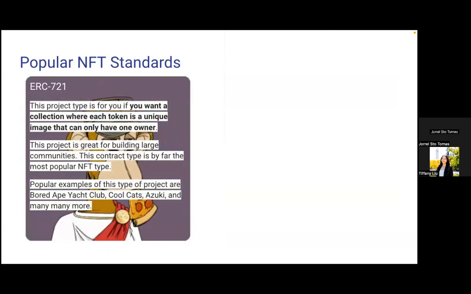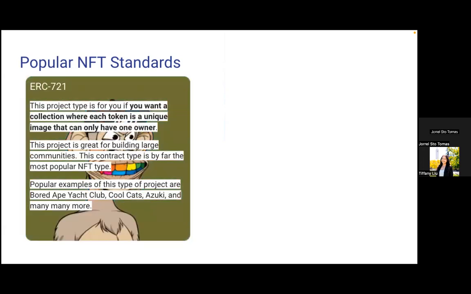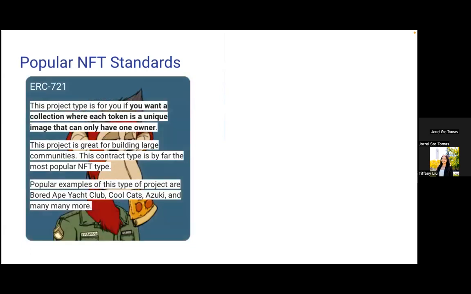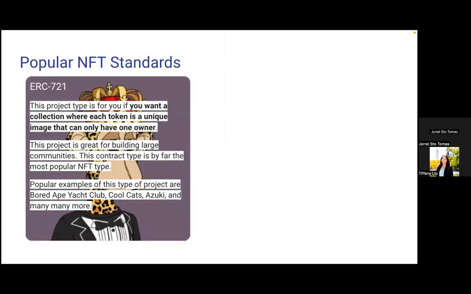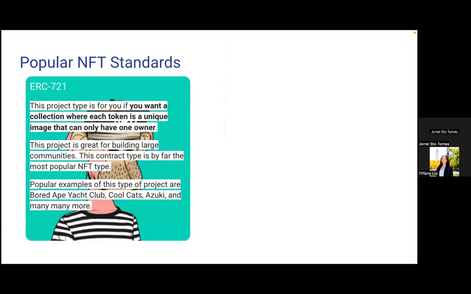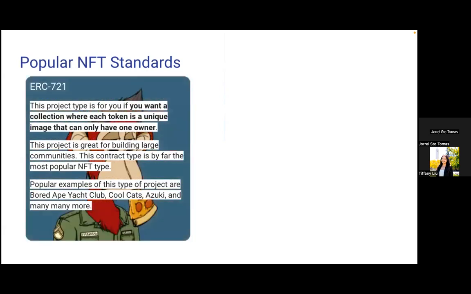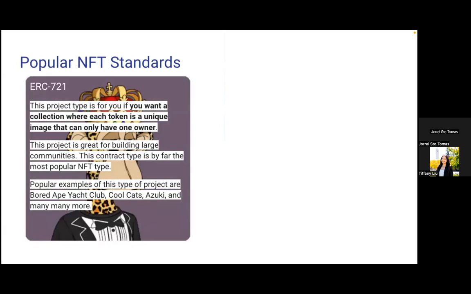So here's the ERC 721. This project type is like the generative ones. You see those 10,000 collections where they're all unique. Bored Ape is the most popular example. It's called ERC 721. You can sound really smart to basically anyone in the space if you say, I prefer ERC 1155 over 721. And they're like, wow, that's a hot take. It's really not. Also very niche.